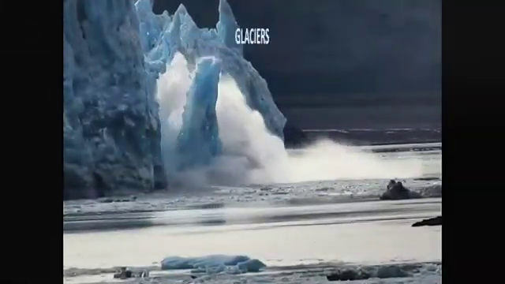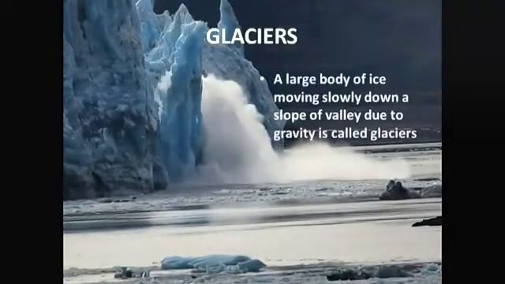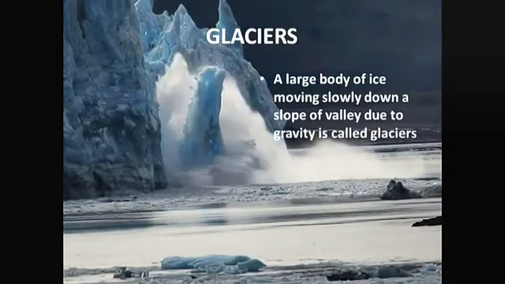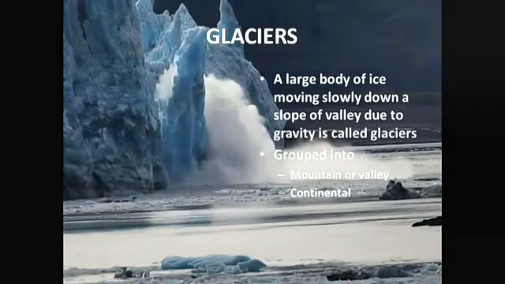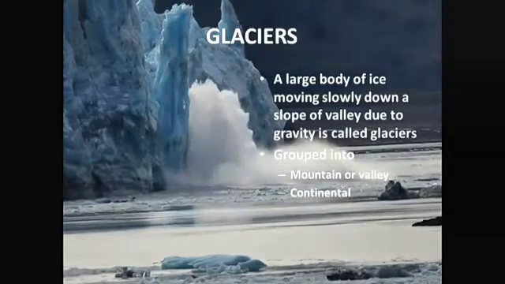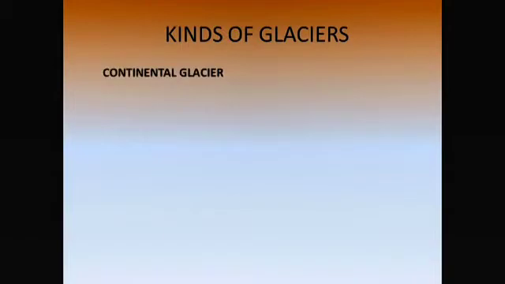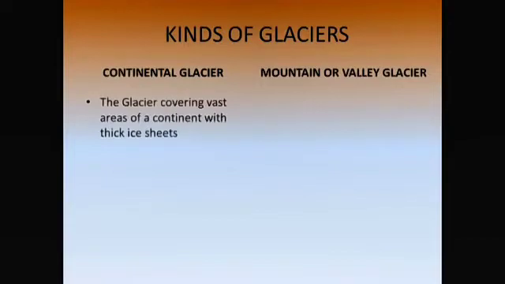Next is glaciers. A large body of ice moving slowly down a slope or valley due to gravity is called a glacier. Glaciers are grouped into two: mountain or valley glaciers and continental glaciers. We are going to see kinds of glaciers, that is continental glacier and mountain or valley glacier. Continental glacier: the glacier covering vast areas of a continent with thick ice sheets. Examples: Antarctica, Greenland.